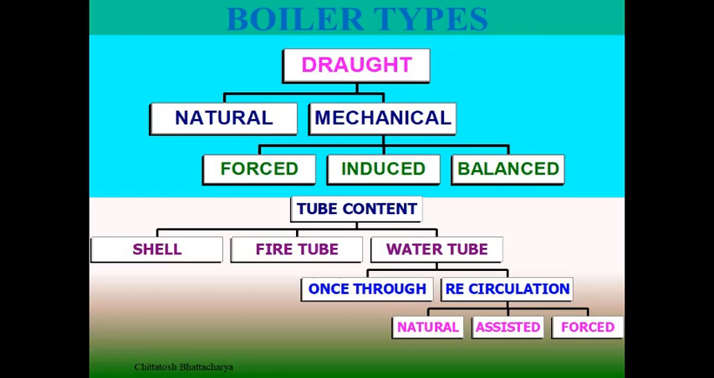Again, these water tube boilers, according to type of arrangement, may be once through type, where there is no circulation of water steam mixture within the system, or we may find recirculation type, and this recirculation type again may be naturally recirculated, assisted recirculated, or forced recirculated with some pump.